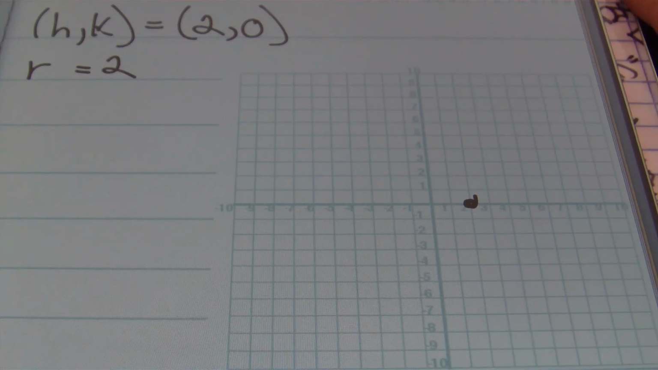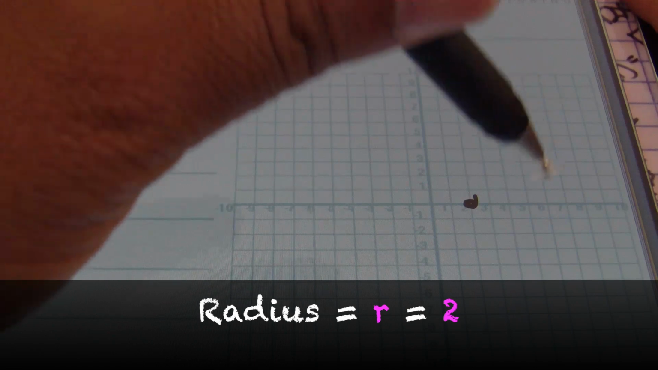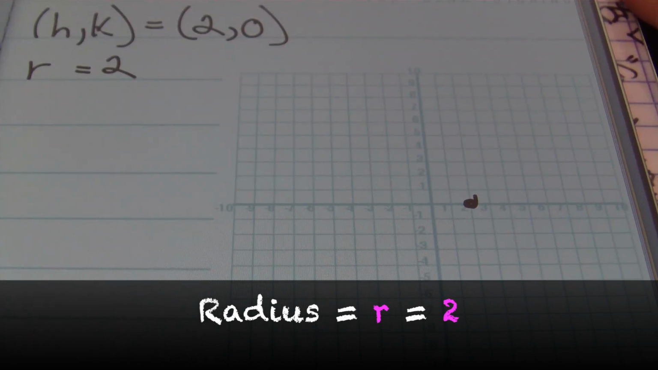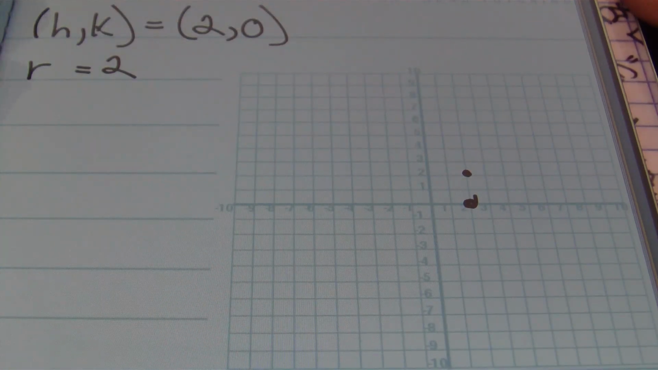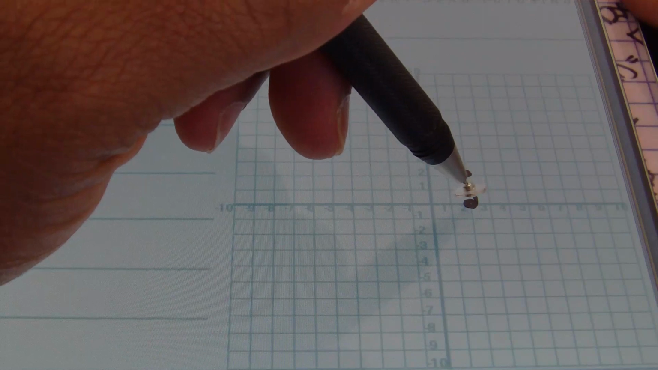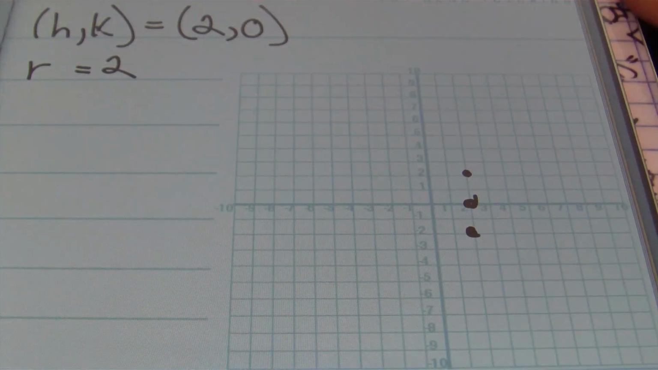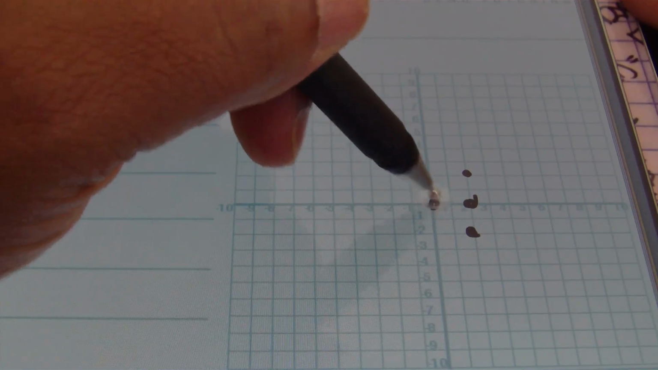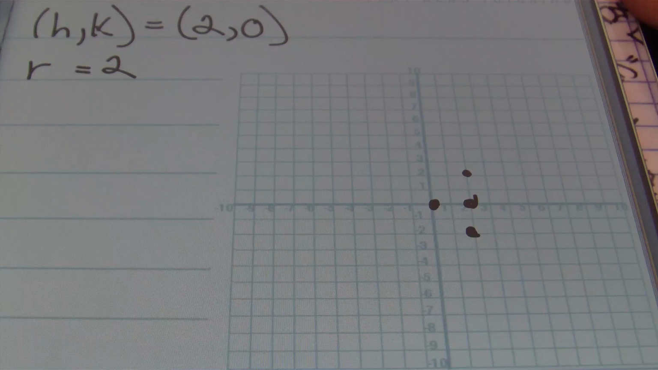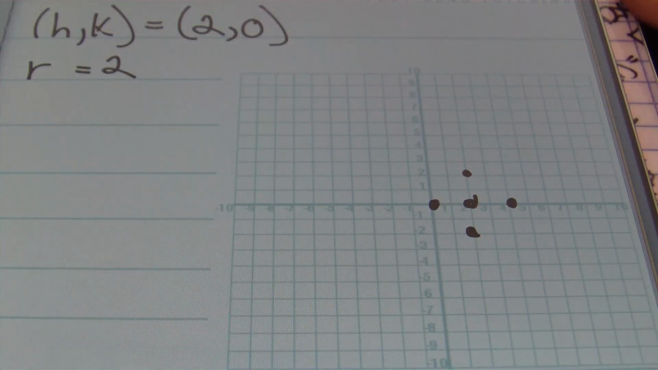From this point, we want to go up 2 places, down 2 places, to the left 2 places, and to the right 2 places of your center. That's what you want to do. So going up 2 from the center, I have a point at 2, 2. I then go 2 places down from the center, and that's going to give me a point at 2, negative 2. I'll then go to the left 2 places of my center, and that gives me a point at 0, 0. And then I go 2 places from the center to the right, and I have a point at 4, 0.